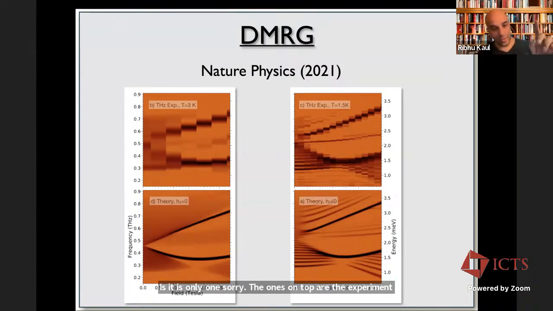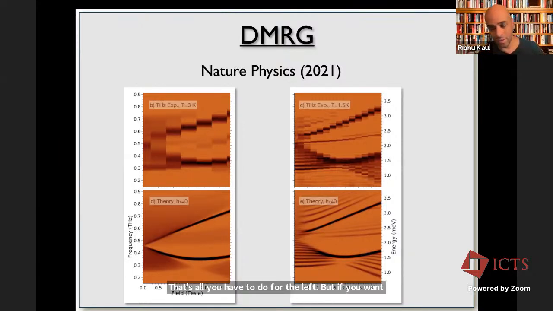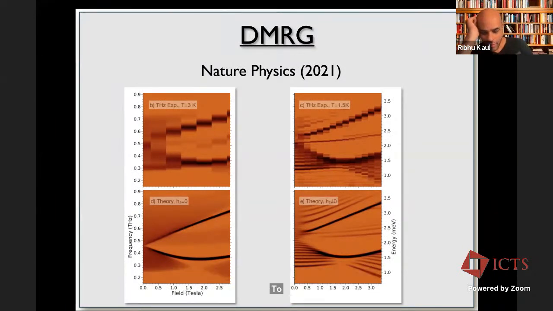Okay, so let me just walk you through this and explain how these plots were made. We had to fit the angle, and we had to fit the overall scale on the y-axis, which is the overall energy scale, and then we had to fix the g factor, but that's all we had to do. Actually, sorry, you also have to fit the longitudinal field. So that's all you have to do for the left. But if you want the right plot, you have to turn on a longitudinal field, and you decide how big that is, but that's quite easy to do. And so let's look at the data.